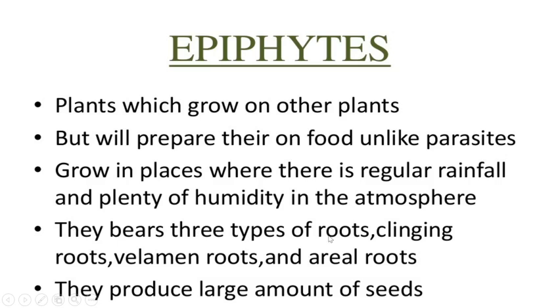They bear three types of roots: clinging roots, velamen roots, and aerial roots. Velamen roots have velamen tissue, and with the help of velamen tissue, they absorb moisture from the environment. Clinging roots fix the plant body to the host plant. They produce a large number of seeds.